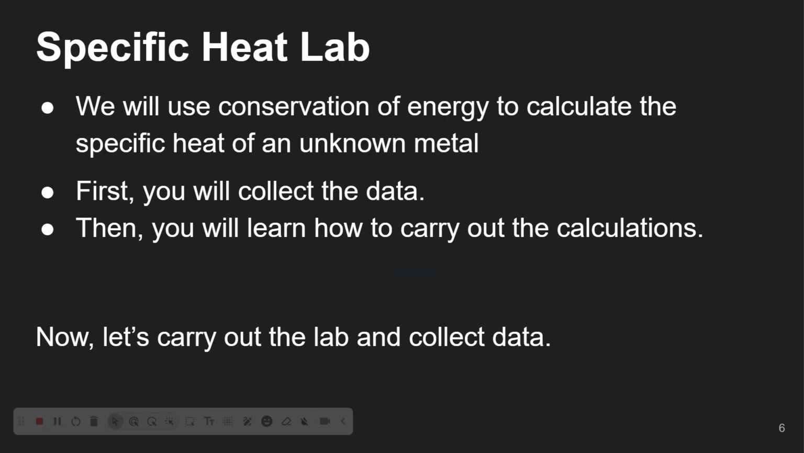So in this specific heat lab, we're going to use this idea, this law of conservation of energy, in order to calculate the specific heat of an unknown metal. This would be the C value in our equation. First, we'll collect the data, then you'll learn how to carry out the calculations. So now we'll carry out the lab and collect data, so we'll pause here. You can pause the video or just keep going if you already have your data.